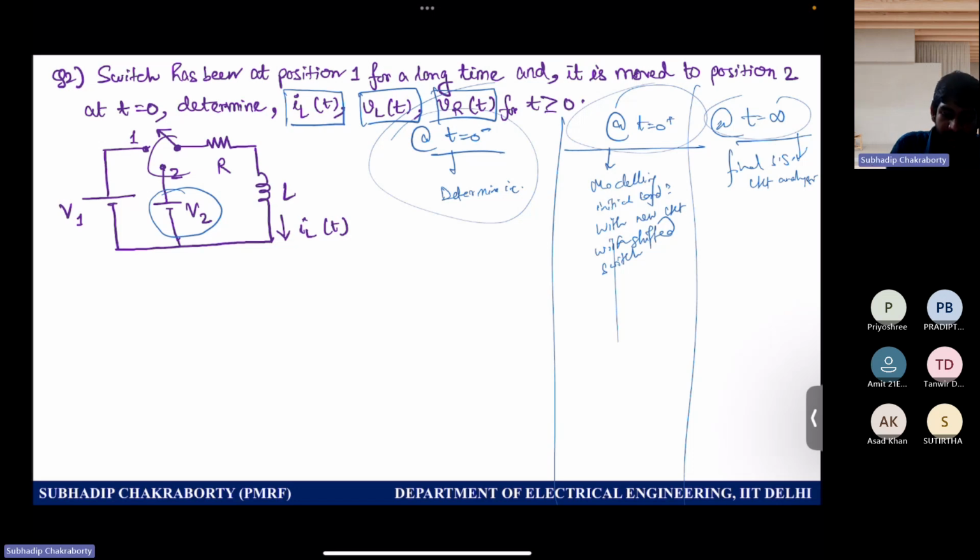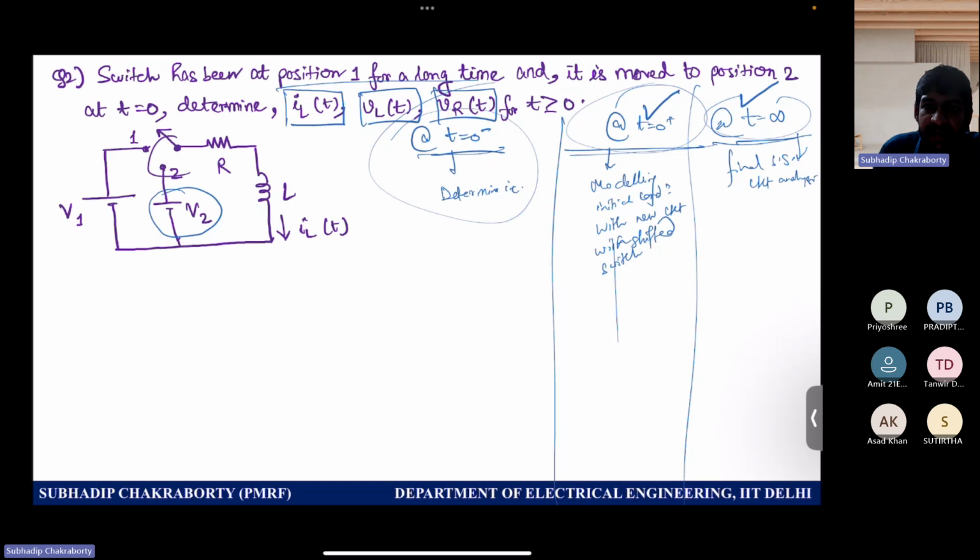Simple. First assume the initial condition, switch at position 1. So draw the switch at position 1, draw the circuit at steady state, and analyze what will be at 0 minus, and then t equal to 0 plus. I told you how to model the initial condition with charged L and C, and then again redraw the circuit with the new shifted switch position and try to determine the parameters at 0 plus. Then once you determine that, you go to t equal to infinity.